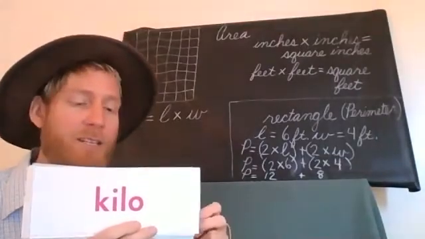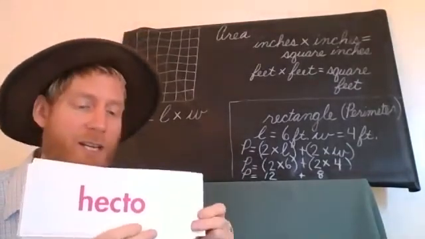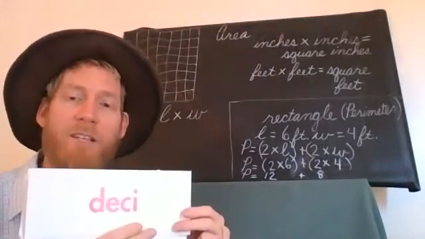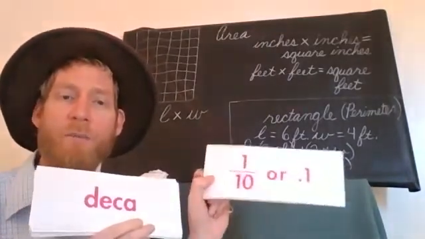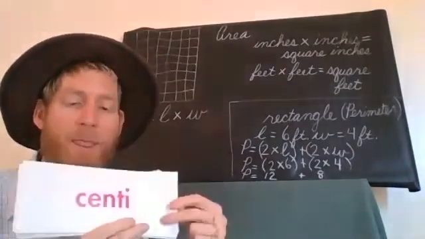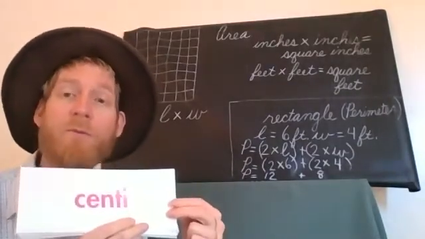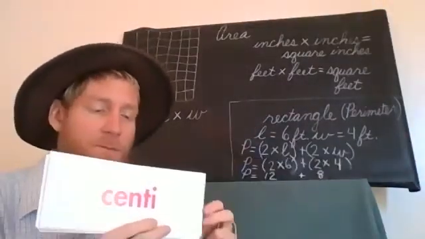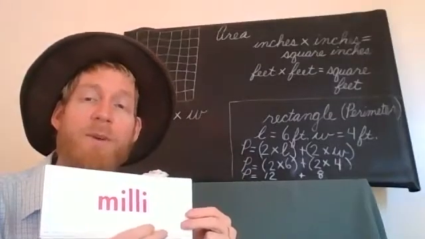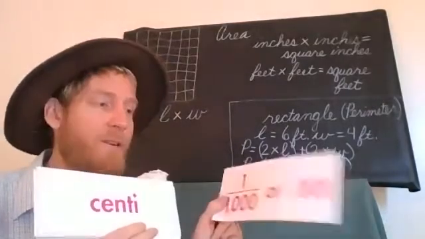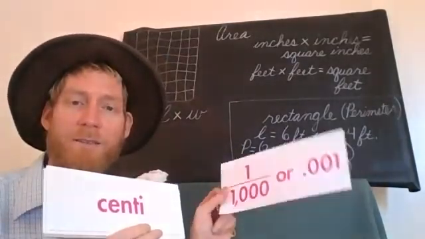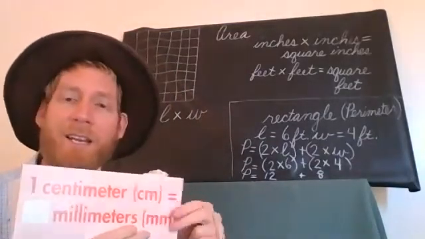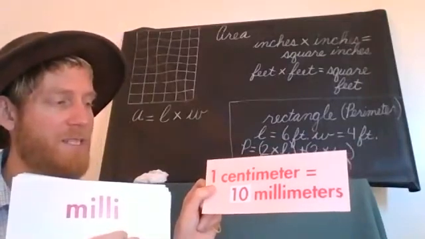Kilo means 1,000. Hecto means 100. Deca means 10. Deci means 1/10 or 0.1. Centi means 1/100th or 0.01. Milli equals 1/1000th or 0.001. 1 centimeter equals 10 millimeters. I want you to look at that one. 1 centimeter equals 10 millimeters.